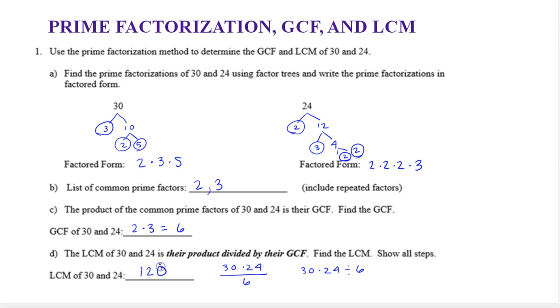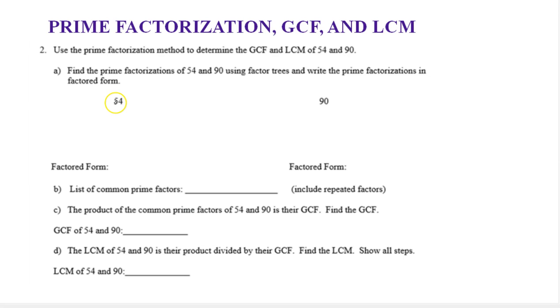Okay? And I want you to appreciate finding multiples of 30 wouldn't be that hard. 30, 60, 90, 120. Be a little bit of a pain with 24. You'd have to find 5. The numbers would get pretty big. So this process is very useful when the numbers are larger. And we're going to do one more example with 54 and 90.